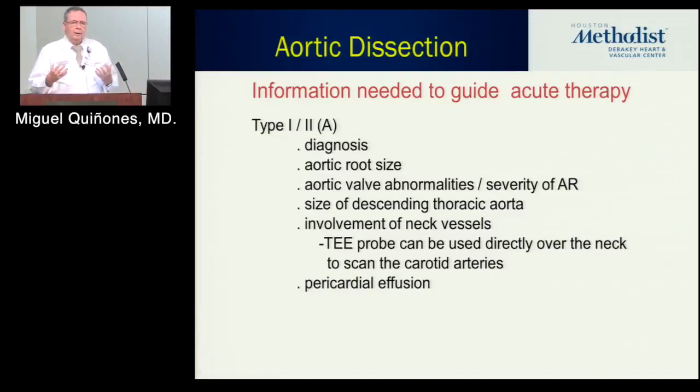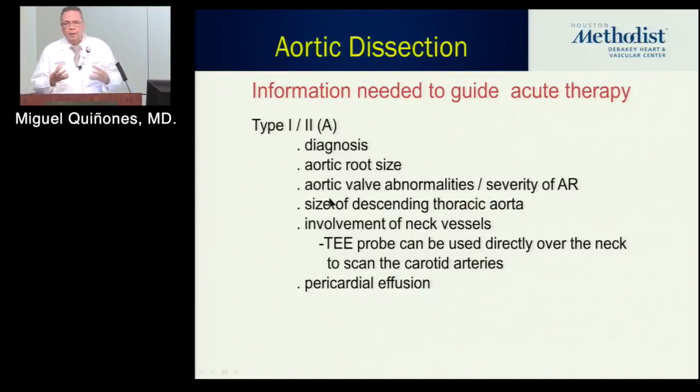So in most cases, if you have a type 1 dissection, all you need to guide therapy is the diagnosis, because the mortality is so high that, in general, once you know they have it, you need to go to surgery. Now, other things you do want to know is how big the aortic root is, because you may then need to do a composite graft, for example.